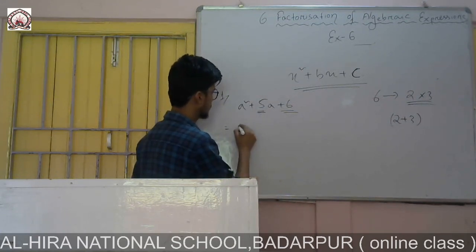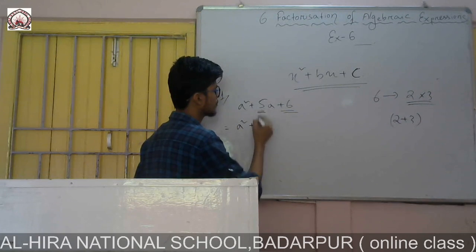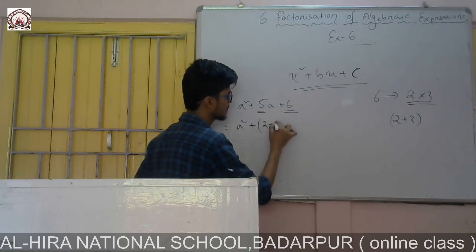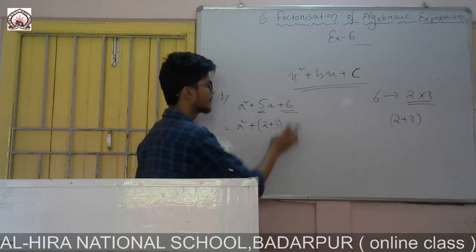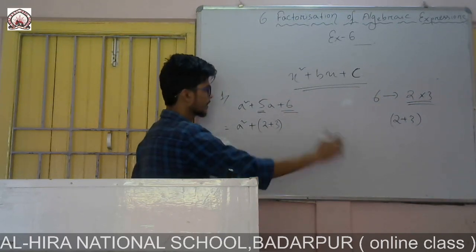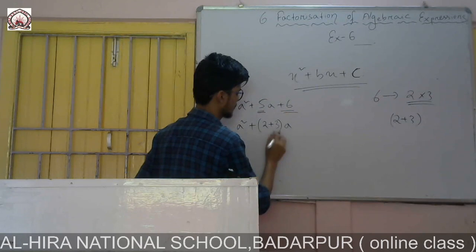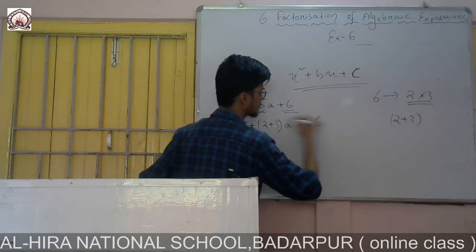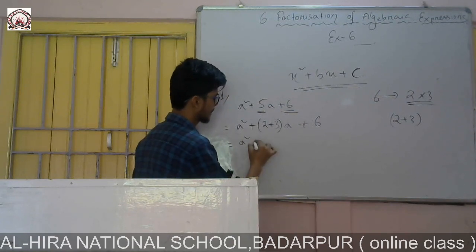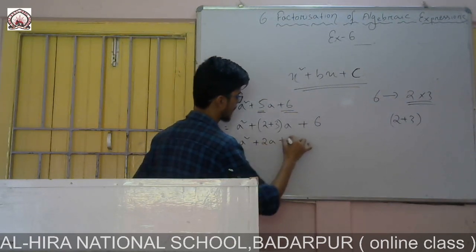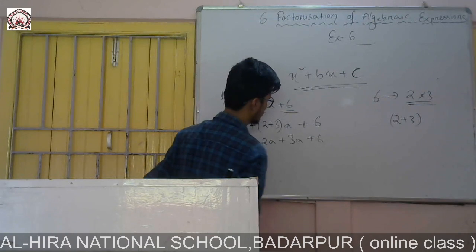So I can write this one the same, a square, and in place of 5 I can write 2 plus 3. 2 and 3 are the factors of 6, 2 3s are 6. Then I will write the a that is left here, and at last plus 6. So if I write it, a square plus 2a plus 3a and at last 6.